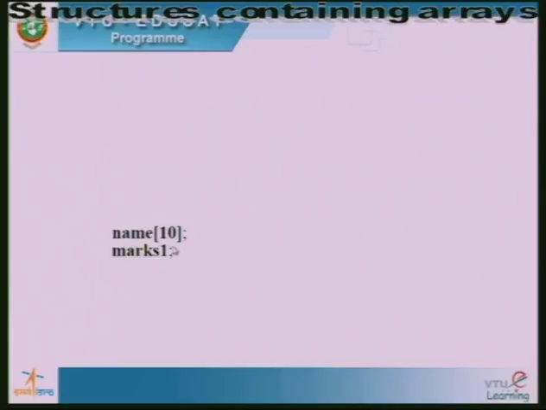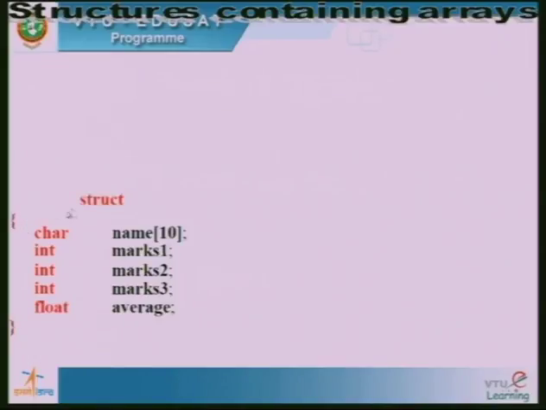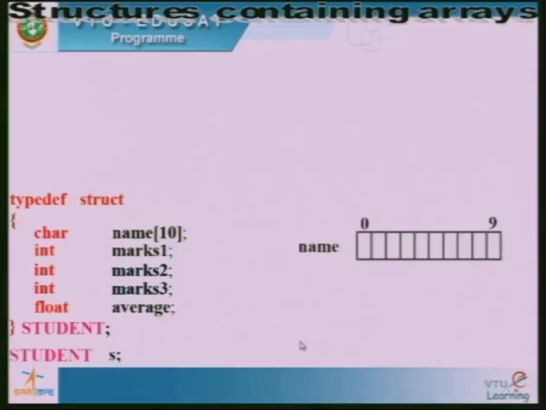I write a name, marks 1, marks 2, and marks 3, followed by what? Average. And here name is character. Marks 1, marks 2, marks 3 are of type what? Integer. Average is of type what? Float. We enclose them within the braces, and here we write struct, and here I write typedef, and here I write student. Next, I can use one variable s. S is of type what? Student.